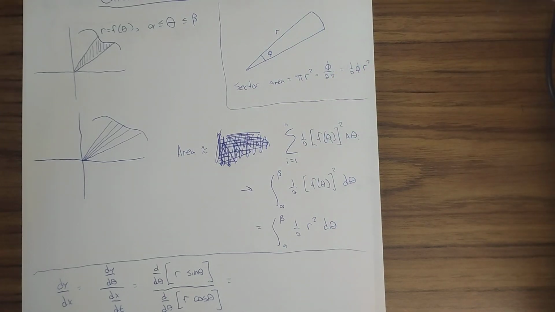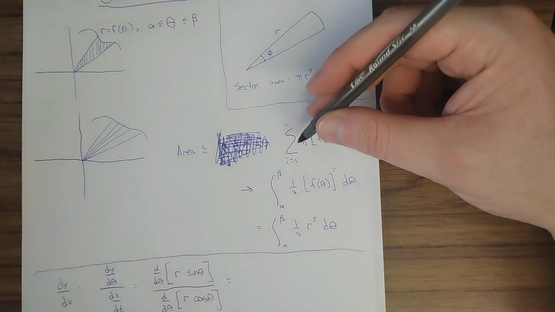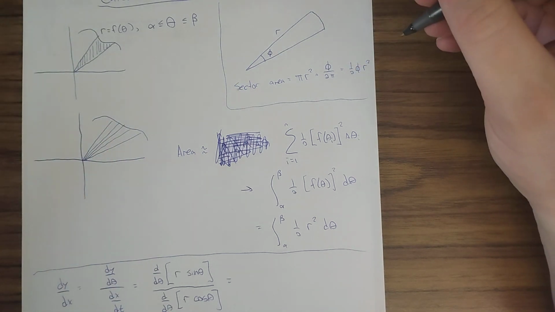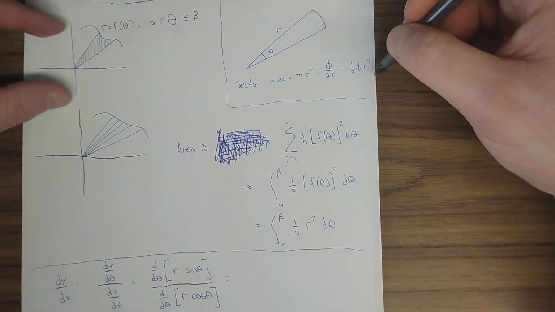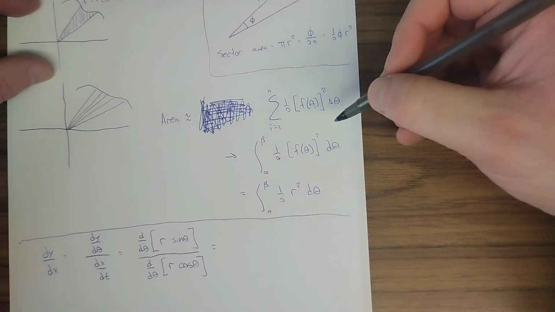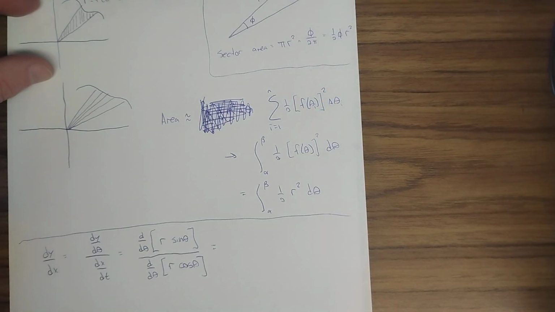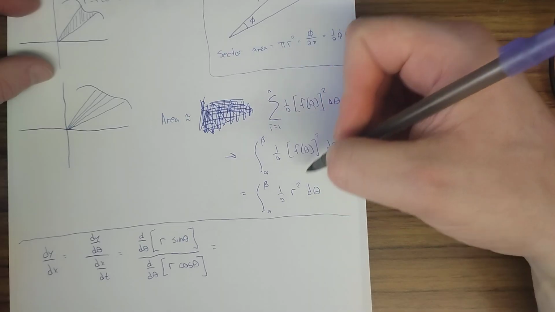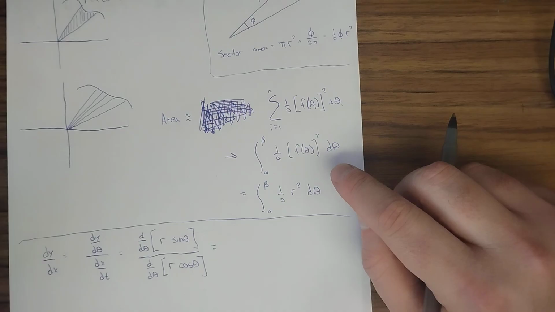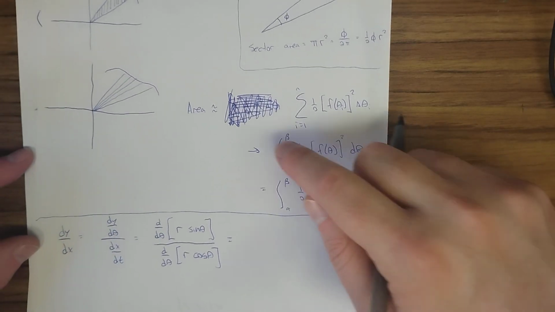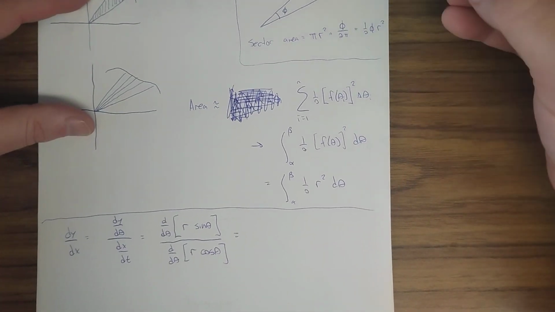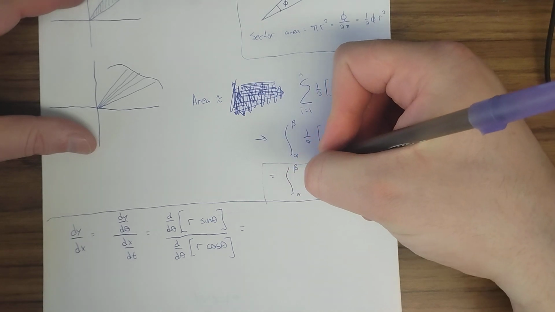And I add this all up, and of course this is a Riemann sum, so when I take the limit as delta theta goes to 0, so these sectors are getting skinnier and skinnier, this approaches an integral. This is the integral from alpha to beta, those are my theta values, of 1/2 f of theta squared d theta. Or if I like, I can write it this way, because r and f of theta are the same thing. So this is the formula for the area of this shape. Okay, so that's a thing we just learned.